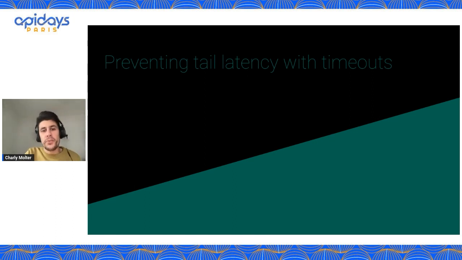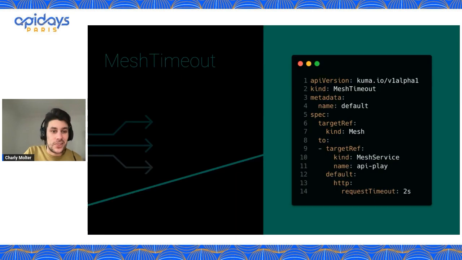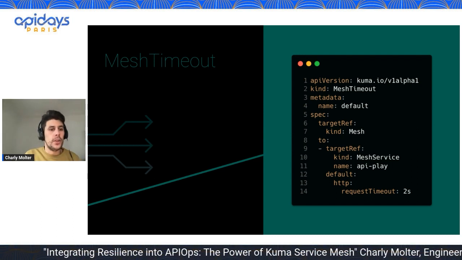So then we're going to prevent tail latency with a timeout, right? Tail latency can be a problem. Like, slow is the new down. It's a common saying that Marco, the CTO of Kong, has said a couple of times. And it's important, right? So here, we're going to set a timeout, as I showed earlier. So any proxy in the mesh, when they try to talk to API play, should abort if the request is lasting more than 2 seconds.